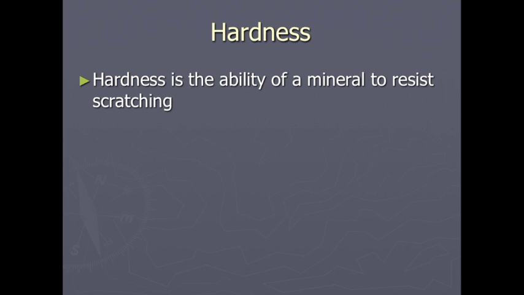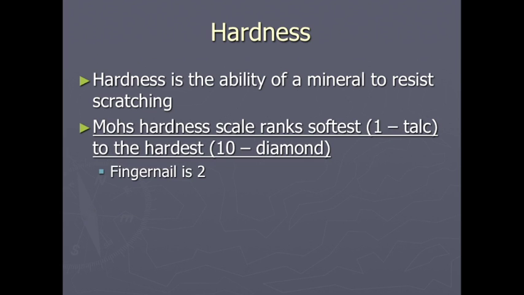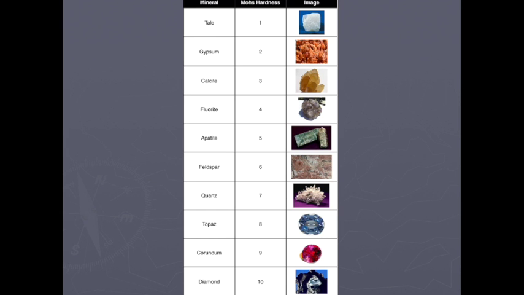And then we have hardness. Hardness is a mineral's ability to resist scratching. This is rated on a scale from 1 to 10, with 1 being the softest, which is talc, and 10 being the hardest, which is diamond. For reference, our fingernails are a 2 on the hardness scale. If we take a look, you can see there's our talc at 1, and then as you go down this chart towards 10, the minerals increase in hardness.